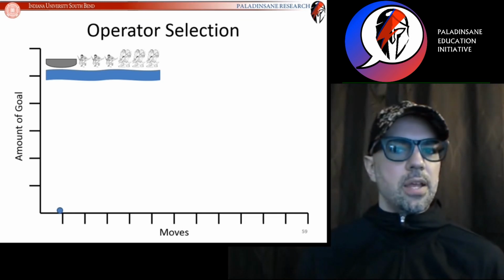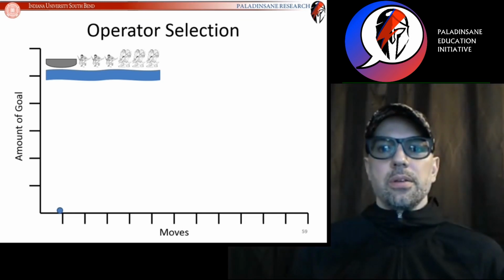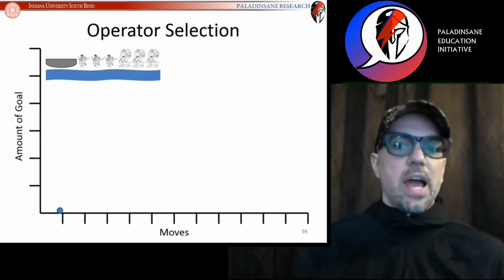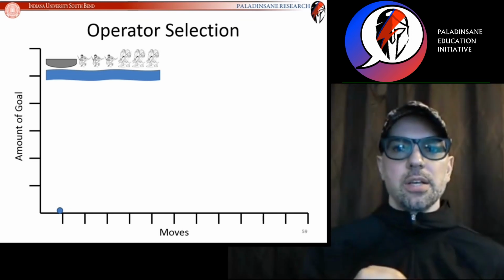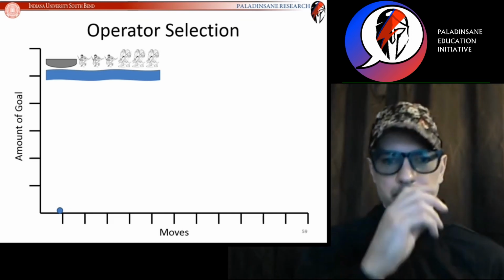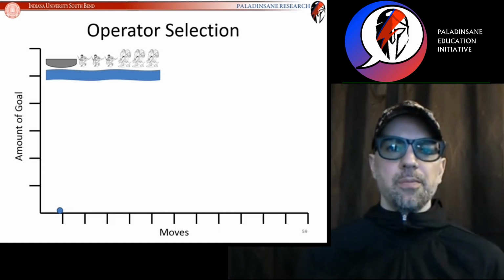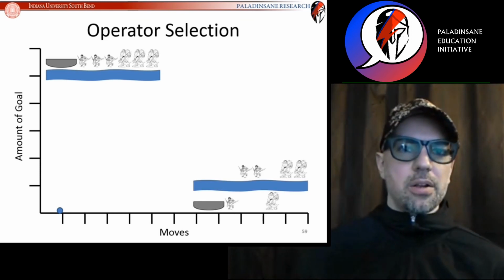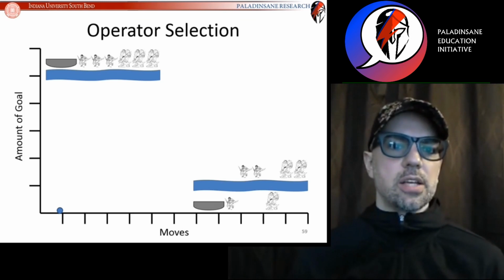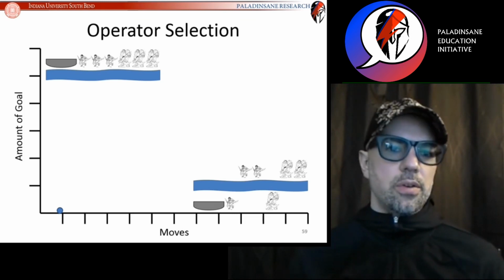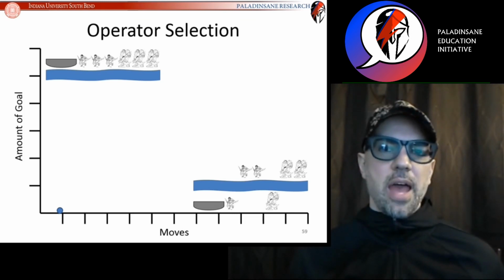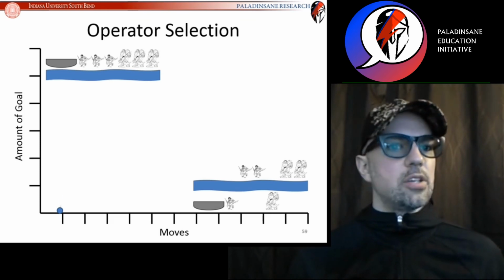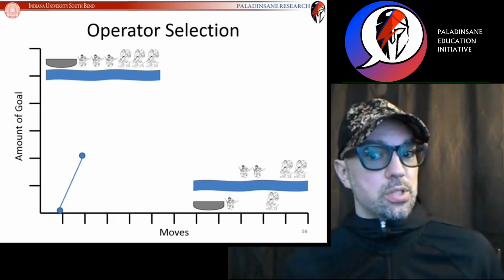That's right there. And we start off with 0 people on the other side of the river. So that's where we begin the problem. The first move we do is we take 2 people across the river. We put a Hobbit and an Orc into the boat. We take them across the river. That one move takes us from having 0 of the goal solved to having 2 out of 6 of the goal solved, right?